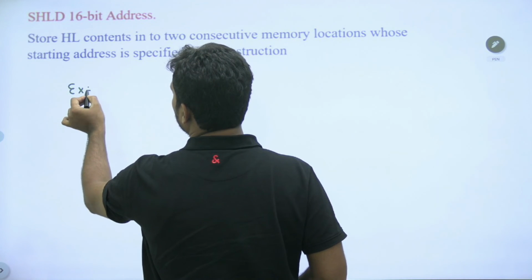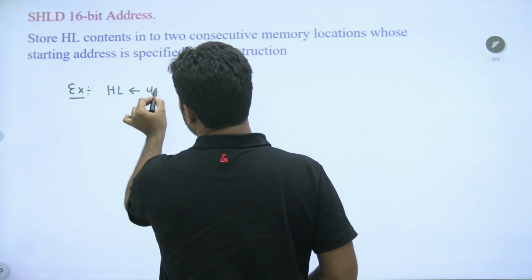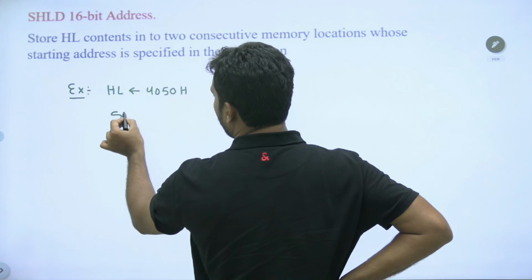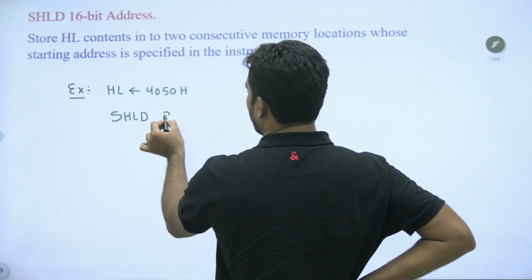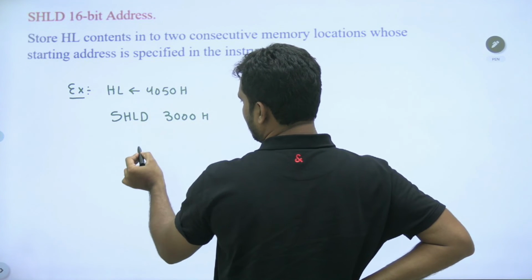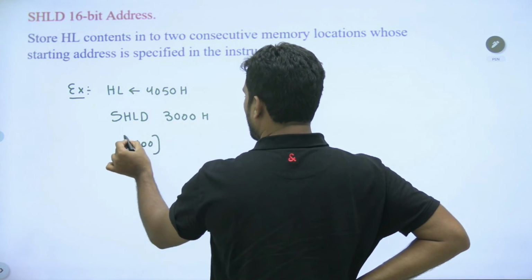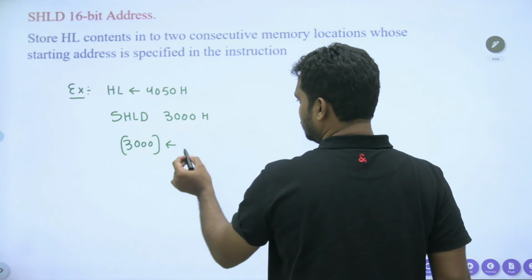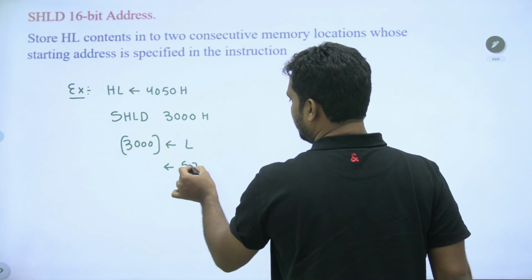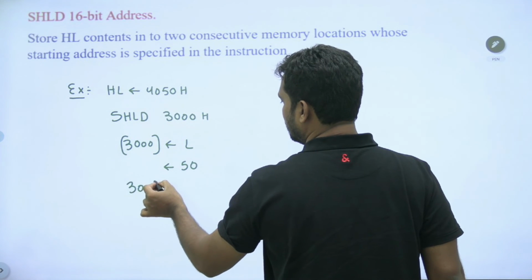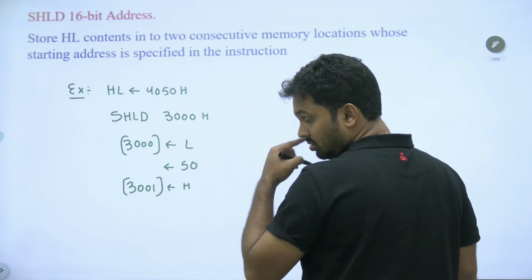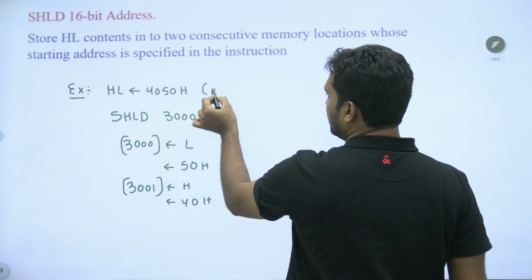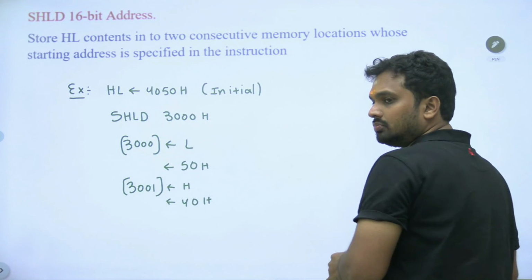Say for example, HL contains 4050. Okay. Then SHLD, say I say 3000. Then 3000 will get the content of L. That is 50. And the next location, 3001, contains the content of H. What is the content of H? 40. This is the initial value. Okay.